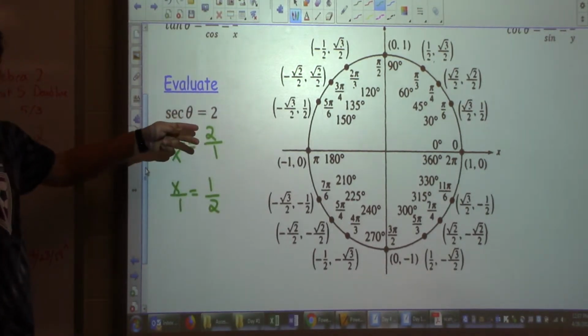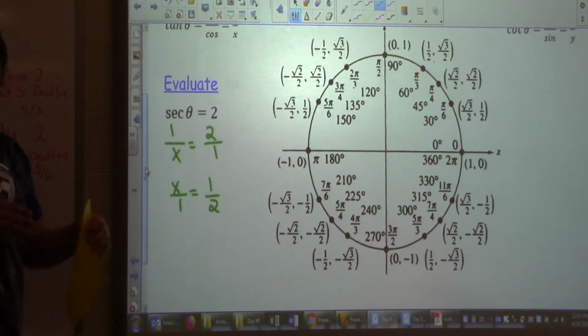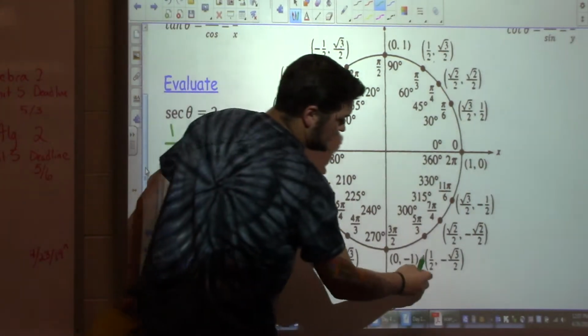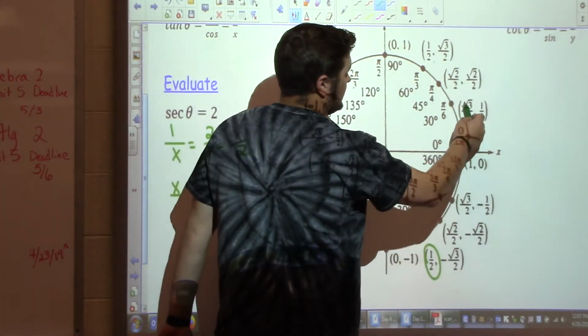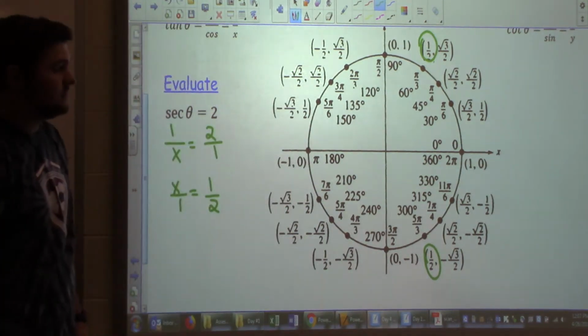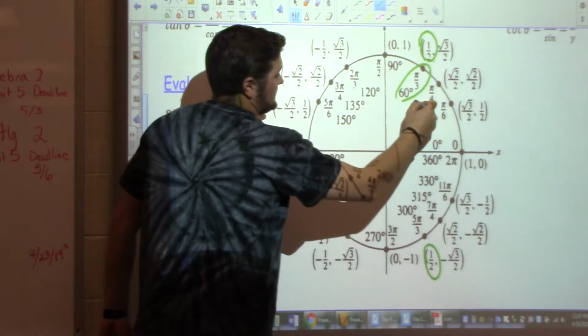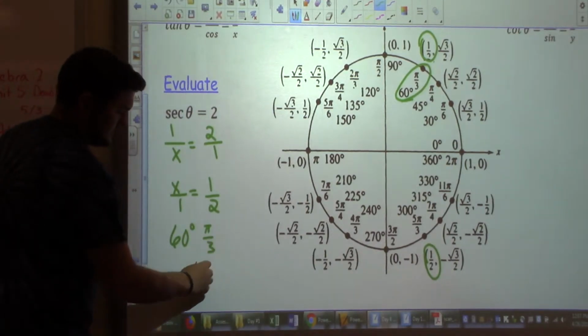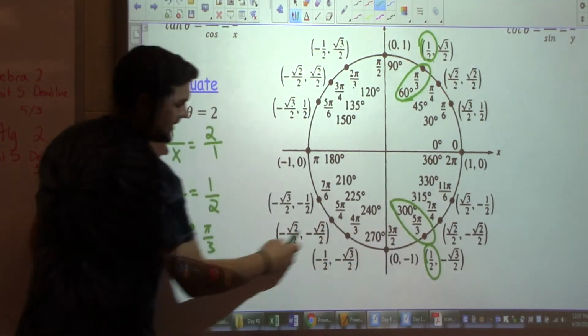Take the reciprocals. Then look for where x equals 1/2. If I look all around my unit circle here, right there, right there, and those are my two spots. 60 degrees, pi over 3. 300 degrees, 5 pi over 3.